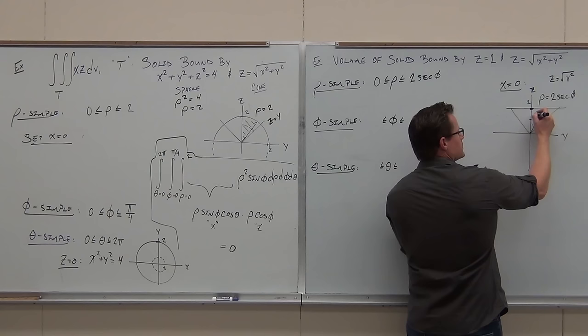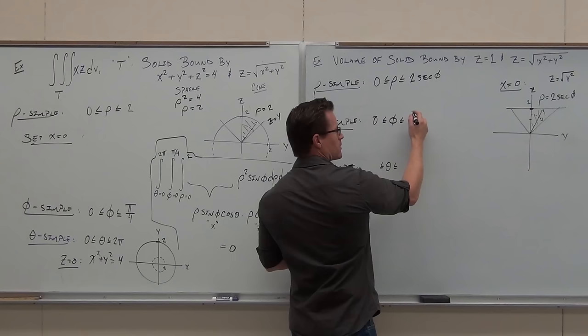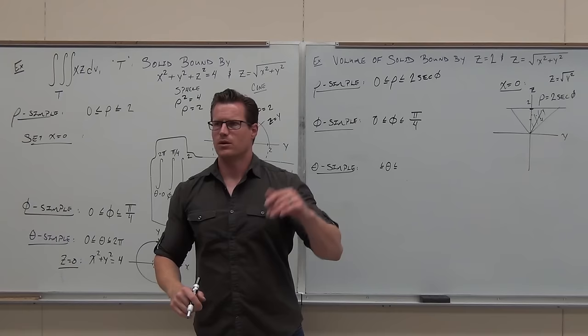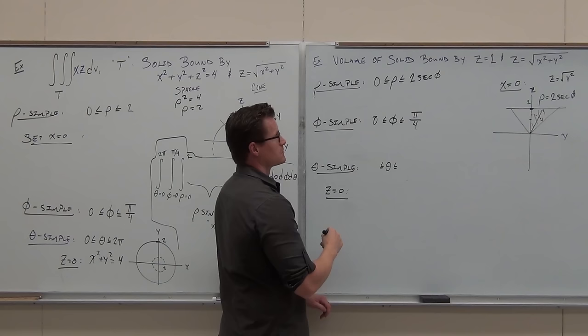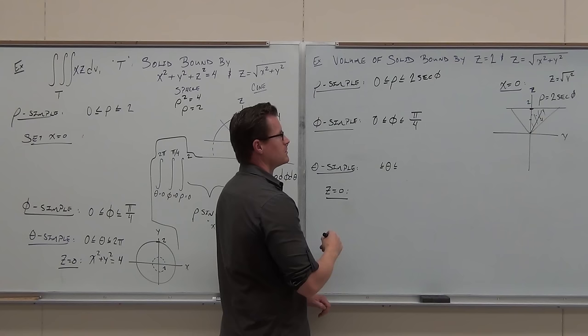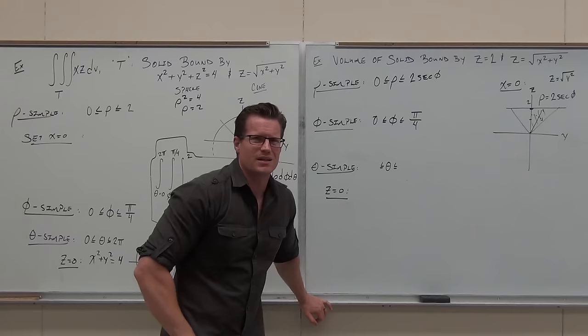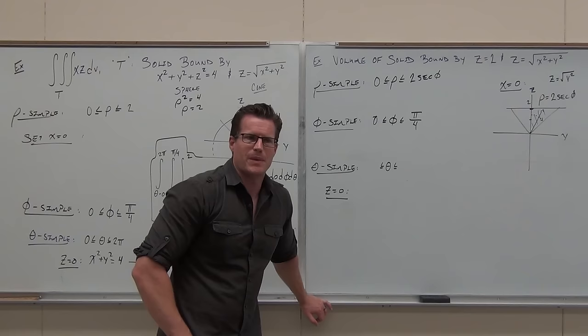Now, the rest is going to be real nice. What does our phi do? We use the same picture twice. What does our phi do, from where to where? What's our theta? We have to set z equal to 0. If we do that, what are we going to get? I'm asking for real. What do you get? You get the origin.